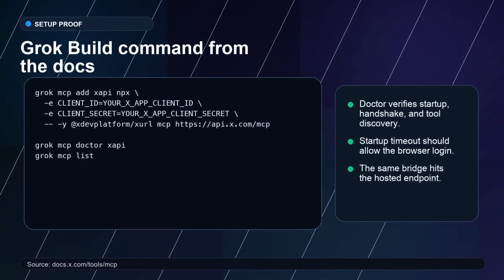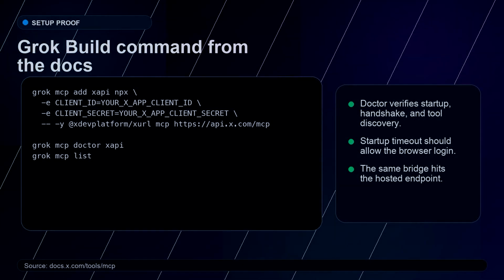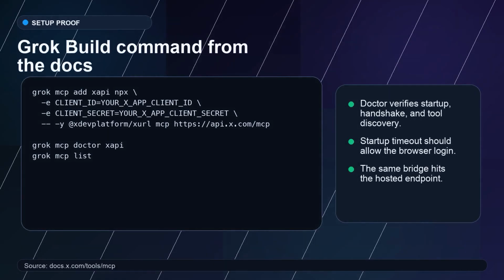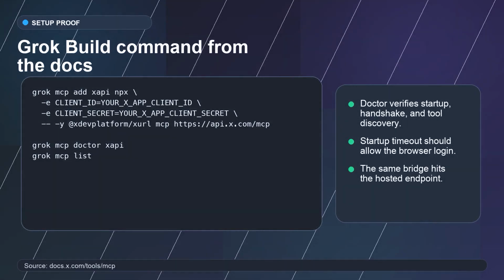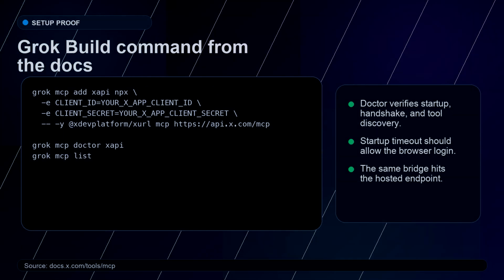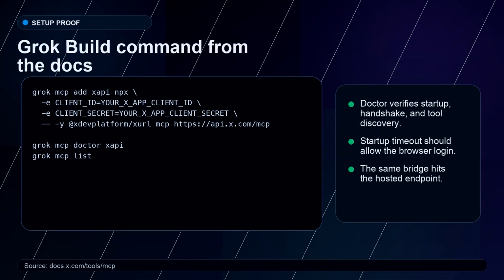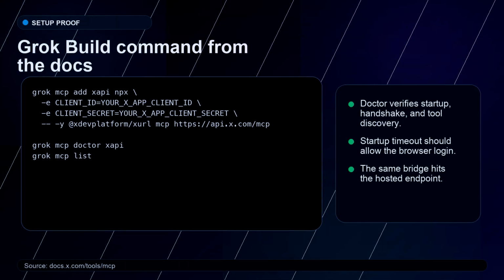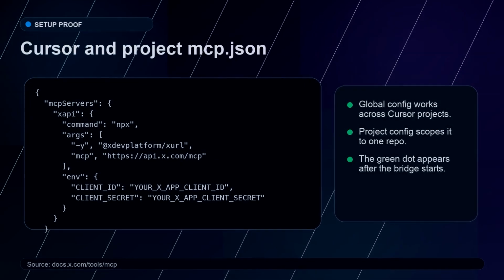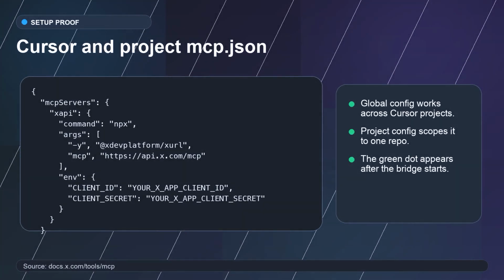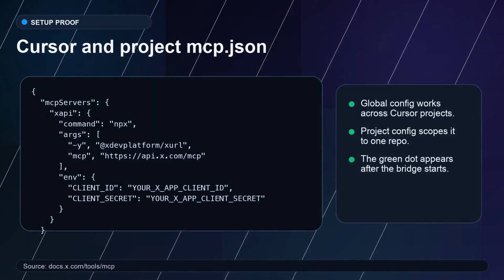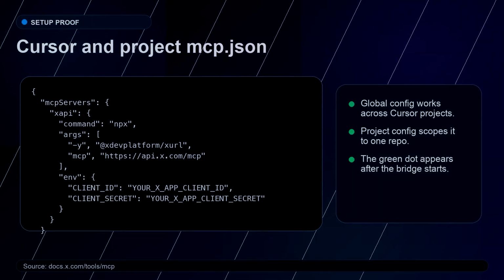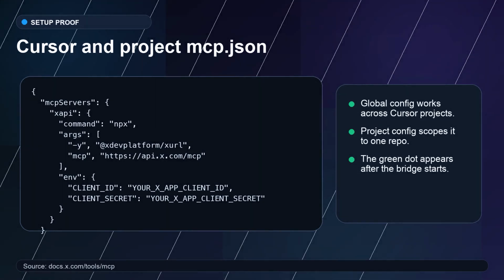The setup path is refreshingly practical, but it is not zero responsibility. First, create an X app in the developer portal with OAuth 2 enabled. Register the localhost callback, normally http://localhost:8080/callback. Copy the client ID and client secret into the MCP client environment. Then add the same bridge command to the client you use.